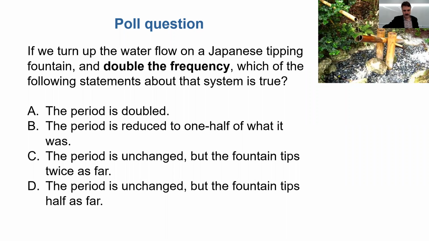Okay, 90% of you got exactly that. That's the idea. The period T is equal to 1 over the frequency f. So if the frequency goes up, that means the period goes down.